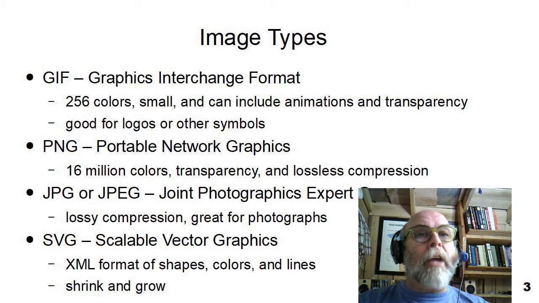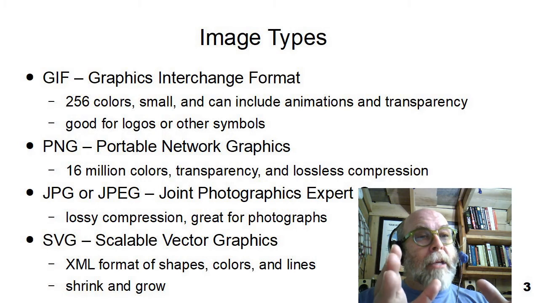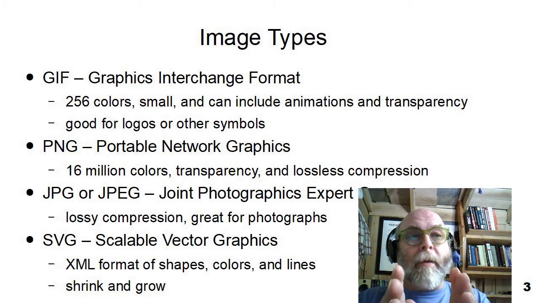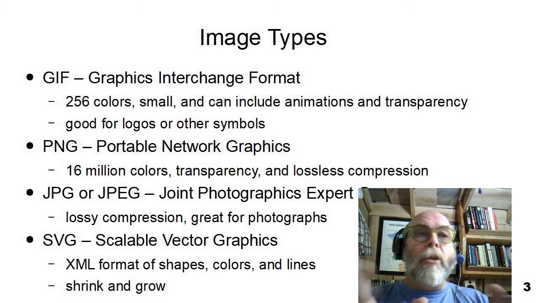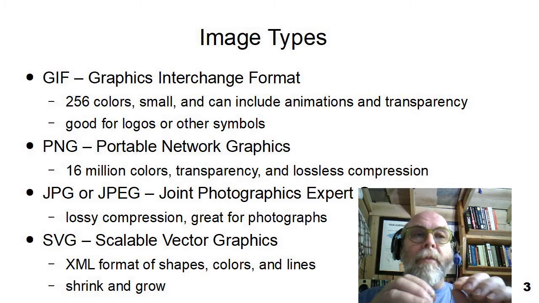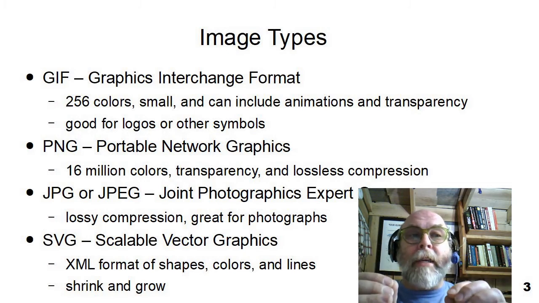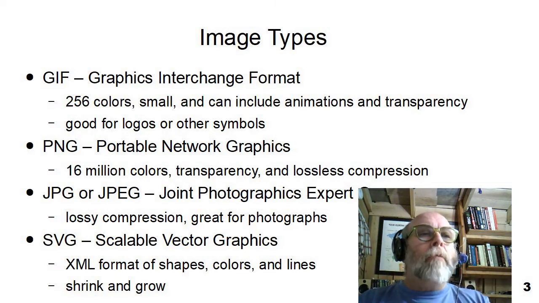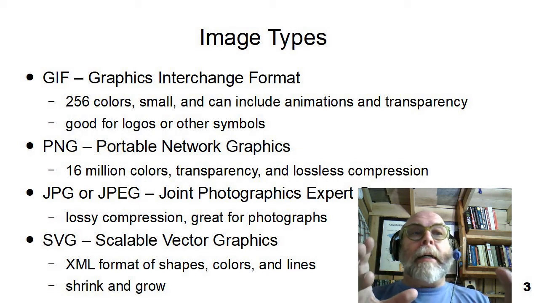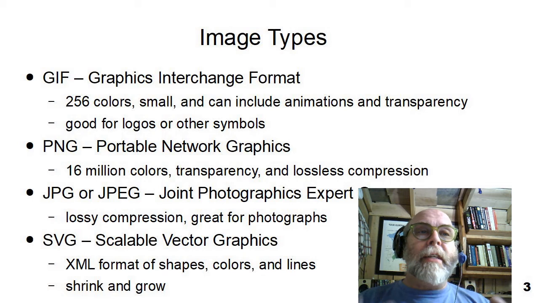There's another type of image, and the type that I use for most things, and that is the PNG, the portable network graphics. The PNG graphic format allows for up to 16 million colors. It allows for transparency, and it is what's called a lossless compression, which means that if you take an image and you compress it into the PNG format, and you then later uncompress it, you've lost no information about that picture. The decompression is exactly the same as the compression, which is nice for, again, logos and charts and graphs and that type of stuff.